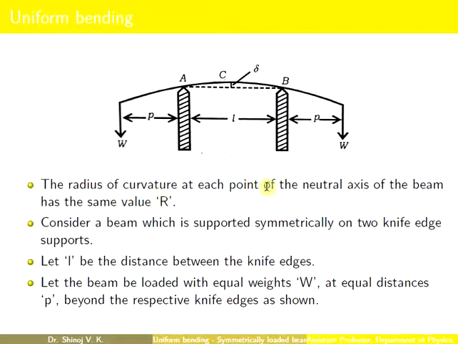So the radius of curvature at each point of the neutral axis of the beam has the same value. That's why it is called uniform bending. The radius of curvature is the same throughout the length of the beam. So here we are considering a beam of length L and we load this beam with equal weights W on both ends, which is at a distance P beyond the knife edges. So this beam is supported by these two knife edges, which are at a distance L, and P is the distance beyond the knife edge where we load this weight.